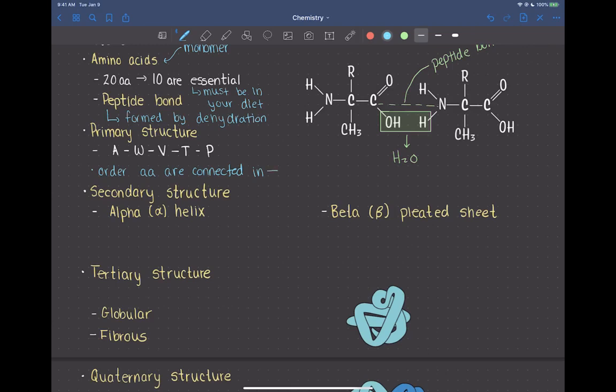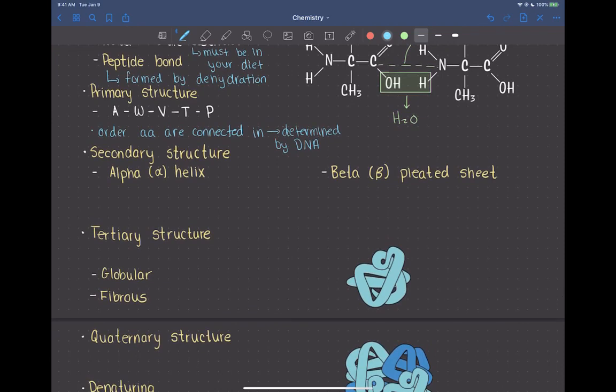So this order is determined by DNA. All right, so DNA holds the blueprints for how to put proteins together, how to link amino acids to each other, what order they go in. All right, so once you have amino acids attached to each other in that primary structure, they then start to fold, okay? And so they start to fold by forming kind of hydrogen bonds between the different components of the amino acids.